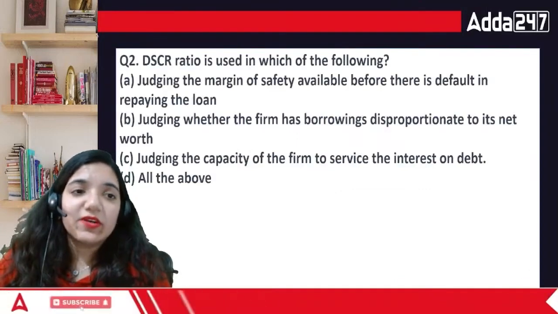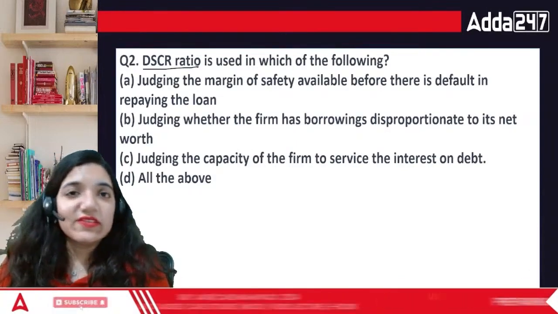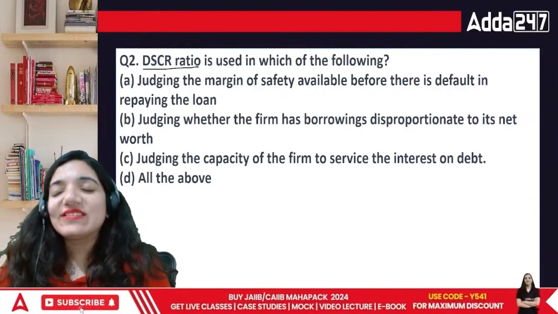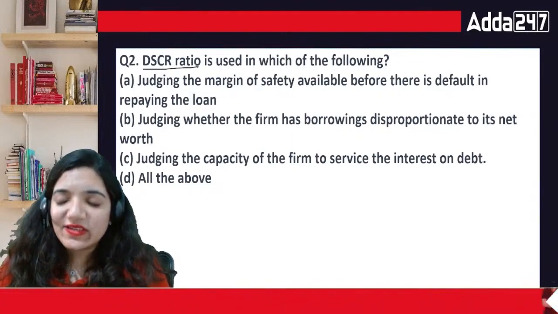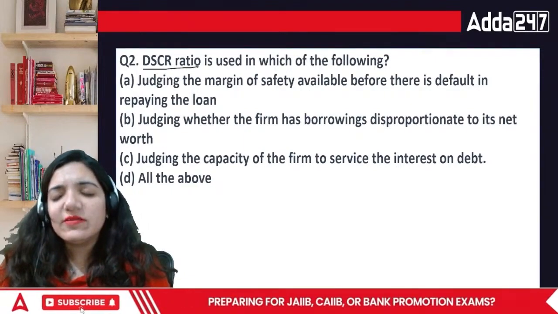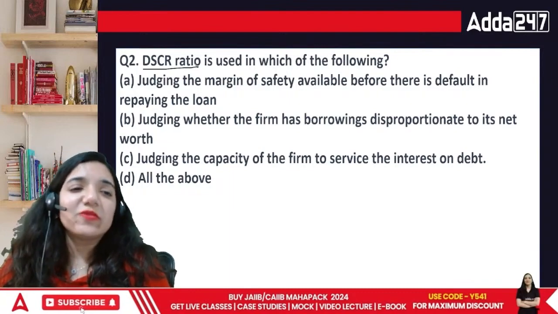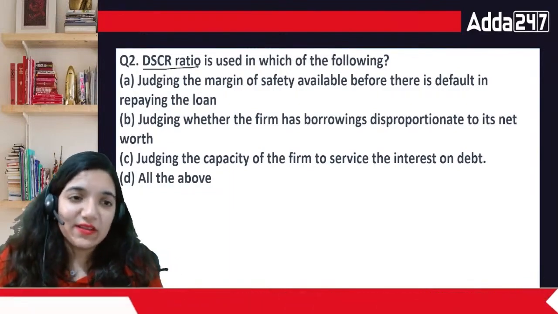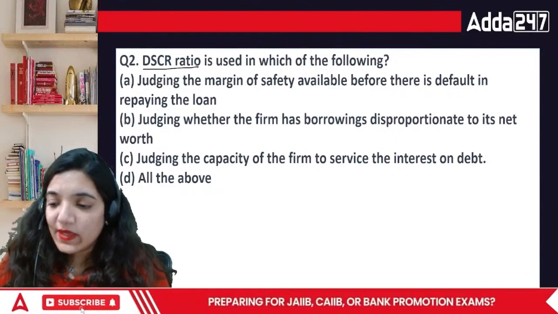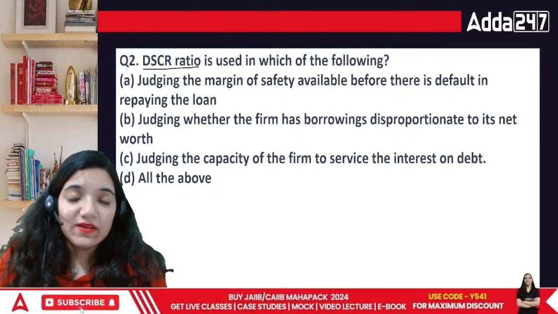Now, second point, debt service coverage ratio. I think they love this ratio. Why do I say this? Because this particular ratio was asked in promotion exams. This particular ratio was asked in our regular exams as well, in our JAIIB examination as well. So I think I have seen this particular ratio having its importance like anything. And this is basically a ratio which is very judgmental. Why do I say this?